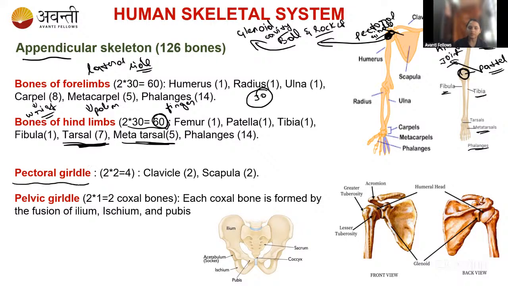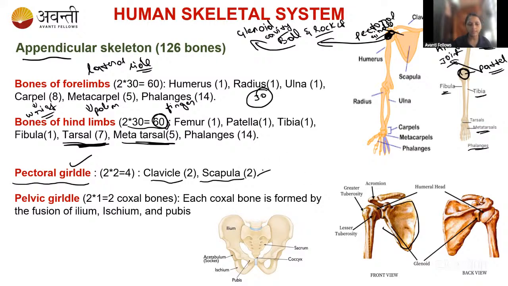Then coming to the pectoral girdle. Here you can see the pectoral girdle. It has 2 bones mainly. On the backside there is a flat bone, triangle shaped, which we call the scapula. Then you can see the clavicle. The bone you can see here, right? That is called the clavicle. So this is about the pectoral girdle.